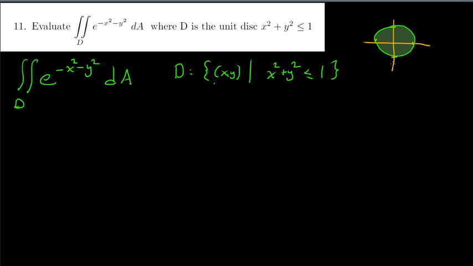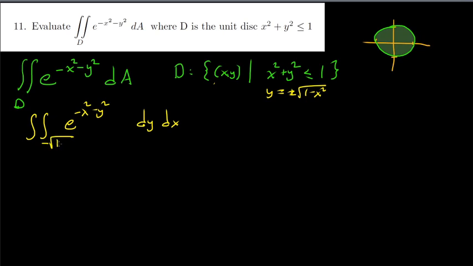All right, so how can we do this? Well, with respect to x and y, we could do dy then dx. So this is the unit disk, right? This is going to be y is equal to plus or minus the square root of 1 minus x squared. So we're going from the bottom half, negative square root of 1 minus x squared to positive square root of 1 minus x squared. And then x just goes from negative 1 to 1.